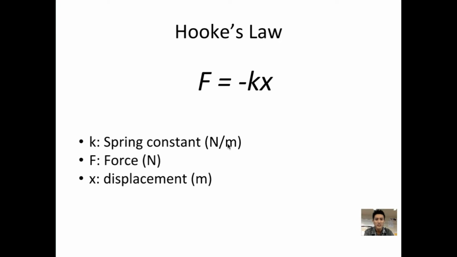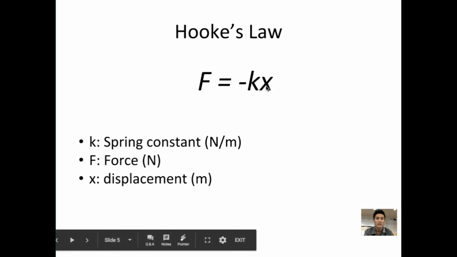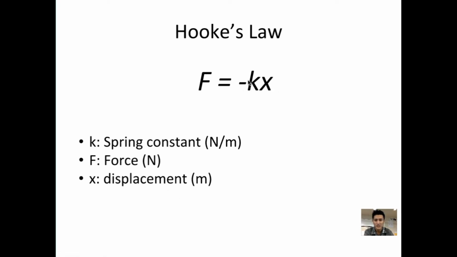K is a spring constant in newtons per meter, and it will be multiplied by the displacement. The spring constant and the displacement have a negative relationship with each other. It's negative because whenever you stretch that spring and let it go, the restoring force is going to be pulling in the opposite direction that you displaced it. Whether you scrunch the spring or stretch it, it's going to move opposite of however you squished or stretched it. That's why it's a negative.